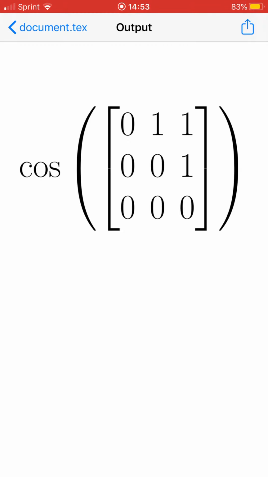When I posted about this question on my Instagram math page, many people thought that it was the cosine of the determinant of the matrix, and the determinant of this matrix is 0. So many people thought that the answer was 1 because cosine of 0 is 1. But no, we're not taking the cosine of the determinant of the matrix. We're taking the cosine of the matrix.